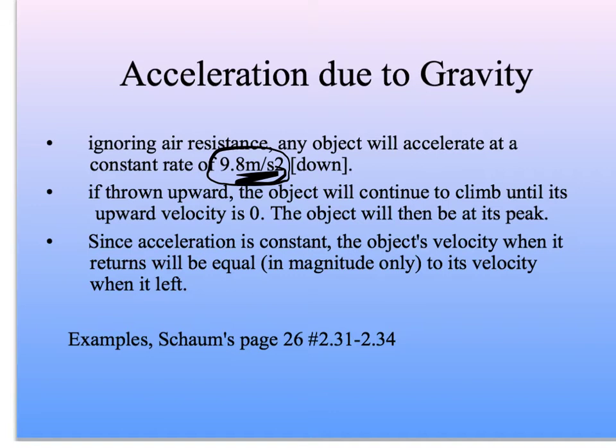All right, so if the object is thrown upward, it'll climb, its velocity will be upward, and it'll continue to climb until its velocity reduces to 0, and then the object will be at its peak height. Now, since acceleration is constant, when the object reaches the height that it was launched from, like when the ball returns to your hand or when the bullet comes back to the ground if you're shooting a gun up in the air, its velocity downward will be the same as its original velocity upward. Again, that's true if we ignore air resistance. And here are some examples for you to look at.